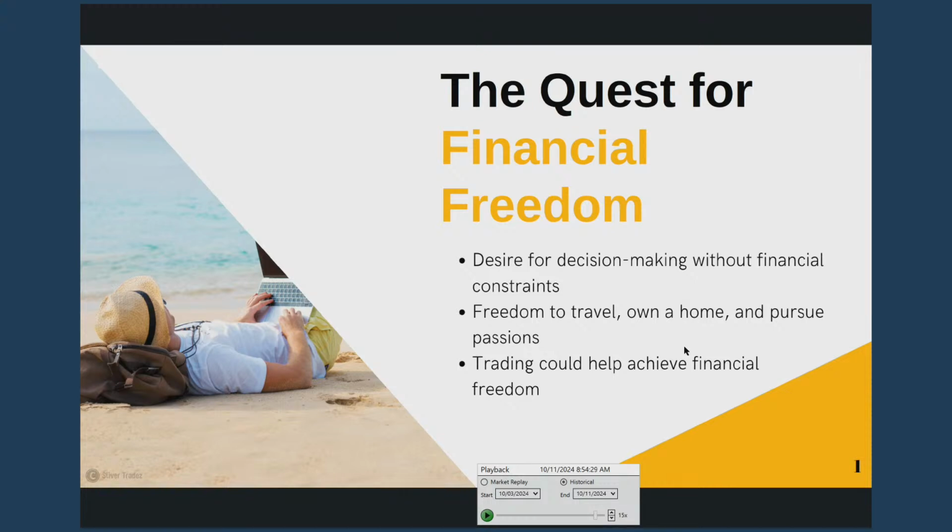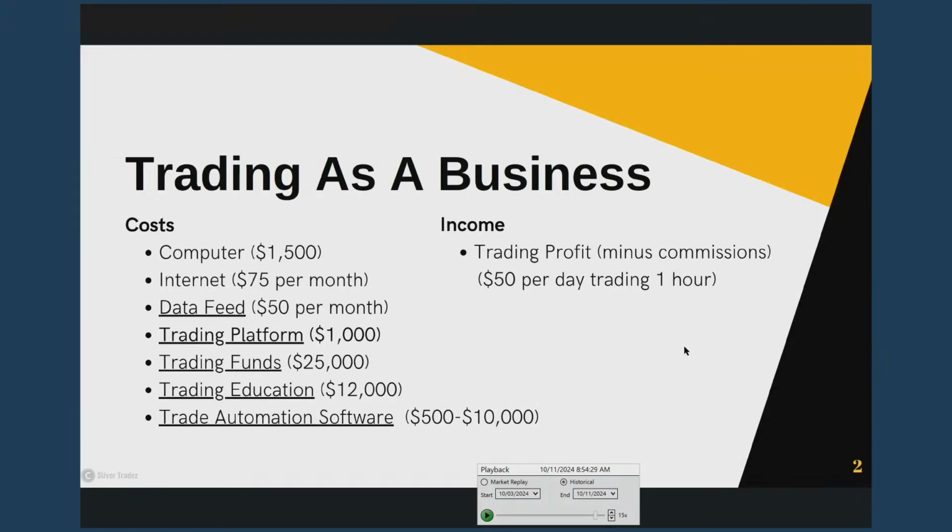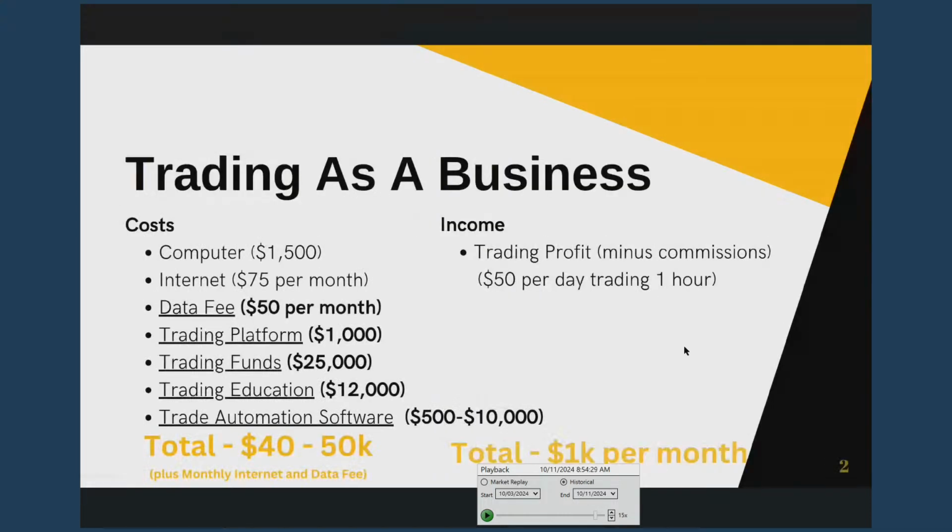So that people can travel, own a home, pursue their passions without any financial constraints. And we believe trading can help them achieve that kind of freedom, economic freedom. And it happens when we look at trading as a business. A business has a cost component and an income component. The cost component of this business could be having a computer, internet, data feed, trading platform, trading funds, trading education, automated software, all that. And all these costs could add up to like $40,000 to $50,000 one time.